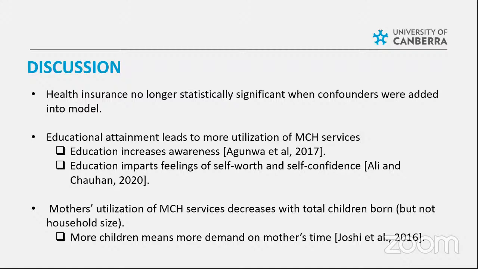The health insurance variable was no longer statistically significant when other household and mother level confounders were added into our model. And this implies that these other predictors, mother's age, education, household wealth quintile, were more significant in determining access to MCH services than health insurance in India. Our finding that more educational attainment leads to more utilization of MCH services is supported by other studies in the literature. Education increases mothers' awareness of health-related information, which makes them more predisposed to access MCH services.